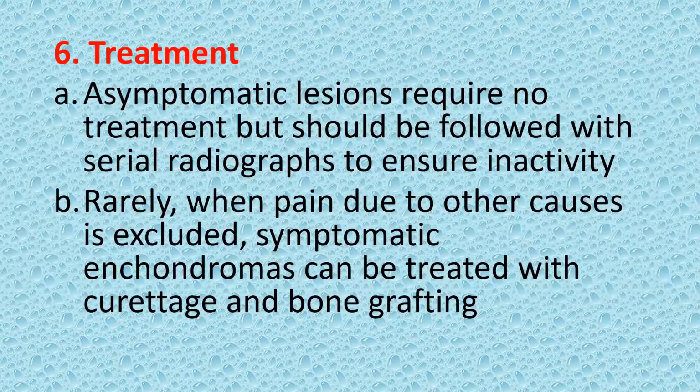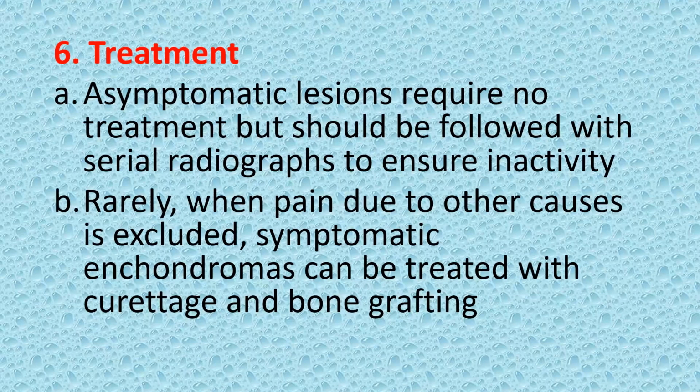Treatment: asymptomatic lesions require no treatment, but should be followed with serial radiographs to ensure inactivity. Rarely, when pain due to other causes is excluded, symptomatic enchondromas can be treated with curettage and bone grafting. So pain could be the judge. You have to rule out other causes of pain, and if the pain is not found to be related to any of them, then you are justified to operate, curette, and bone graft. And of course, send to a good pathologist. Make sure that you get specimens from all parts of the lesion.